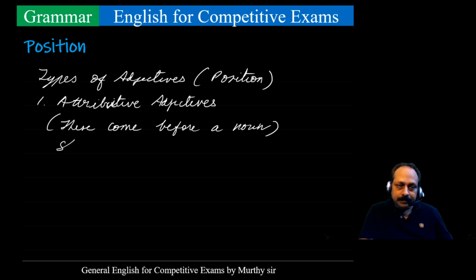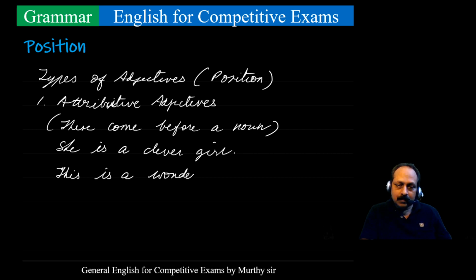For example, she is a clever girl. This is a wonderful place. Here, girl, noun, place, noun. Where is the adjective? Before. If it comes before a noun, it is called attributive. This is the first one.